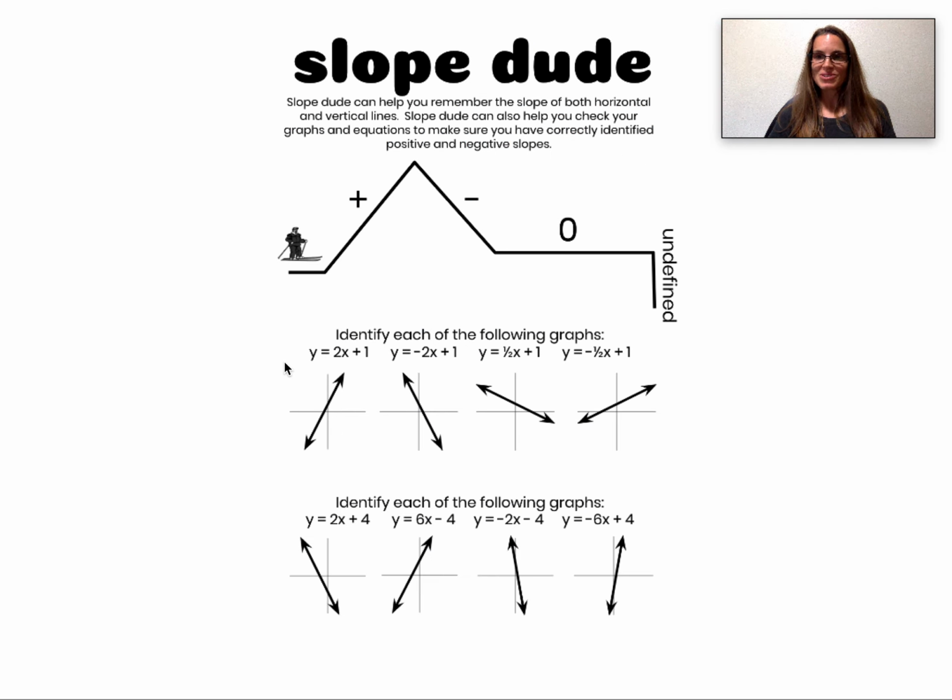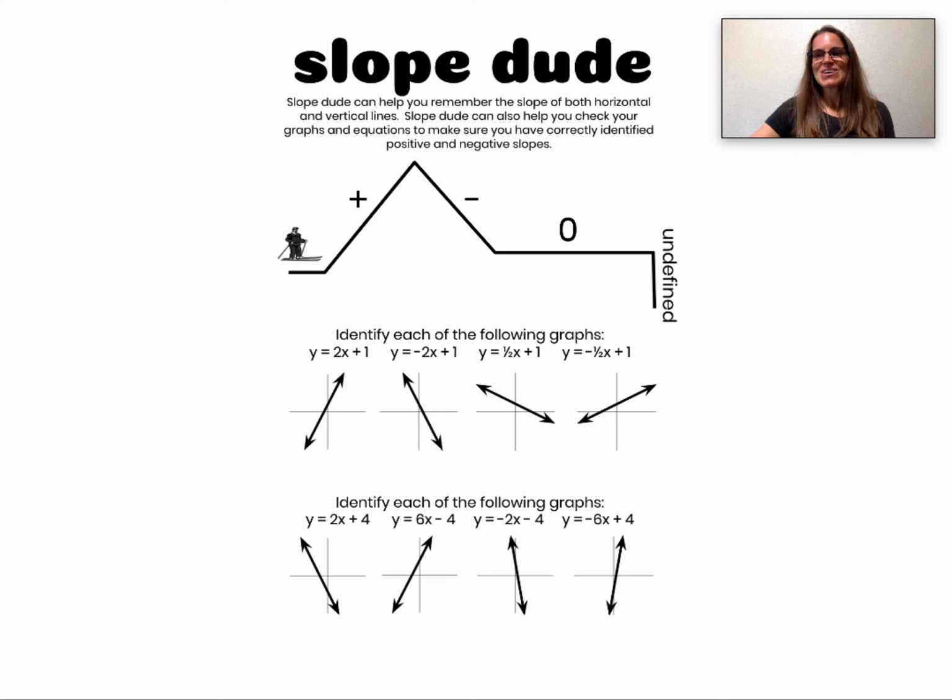Okay, so Slope Dude helps us remember that when a graph is going up from left to right, that's our puff, puff, positive. We should always have a positive slope. When our graph is going down from left to right, that is a nice negative. Our slope should be negative. A horizontal line is zero fun, slope of zero. And then a vertical line, slope of undefined.